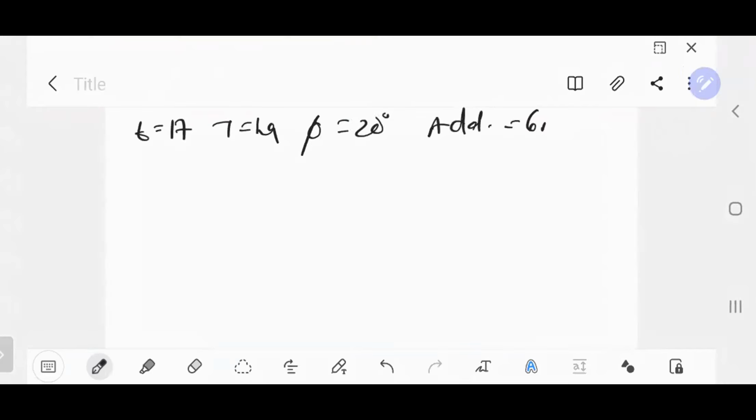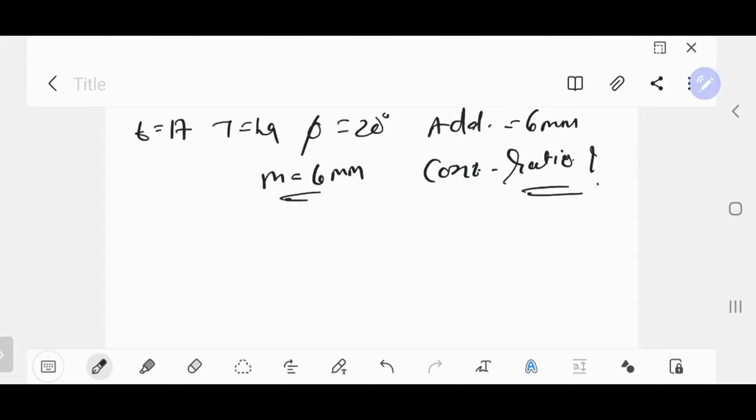Okay, I'm just highlighting the given data over here. Small t is equal to how much? Yes, 17. Capital T is equal to 49. Pressure angle phi is 20 degrees. Addendum is equal to 6 mm. Module is equal to 6 mm. And we have to find the contact ratio.